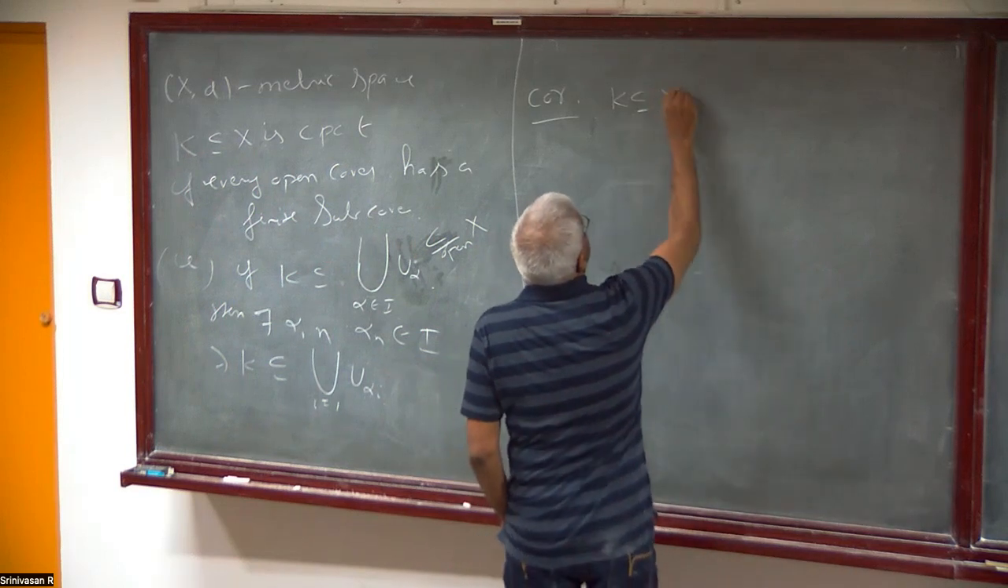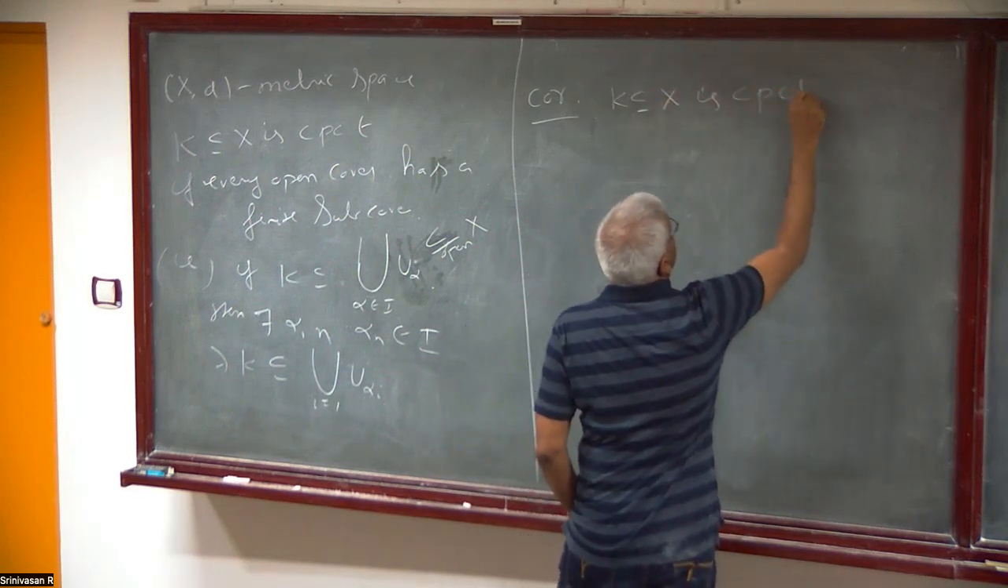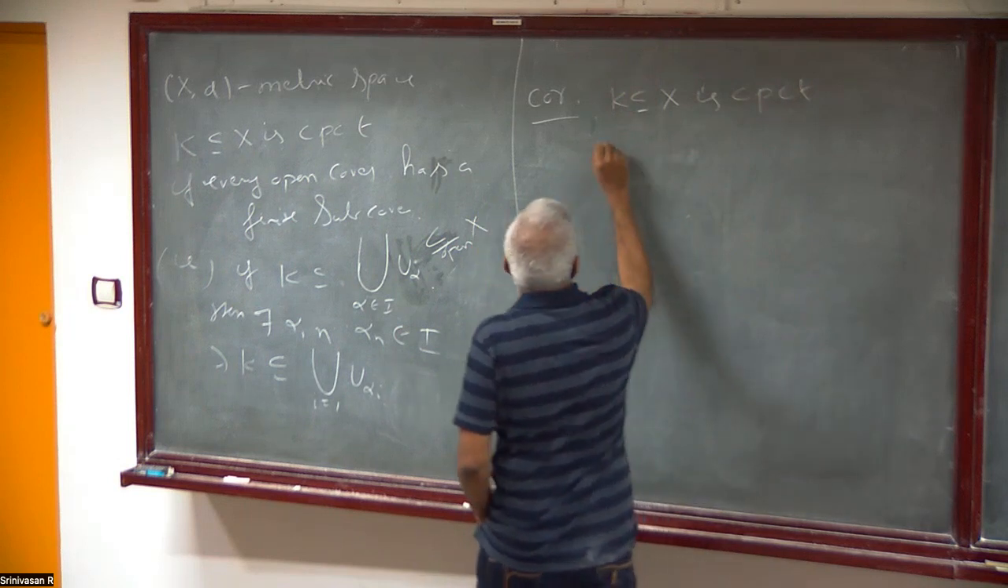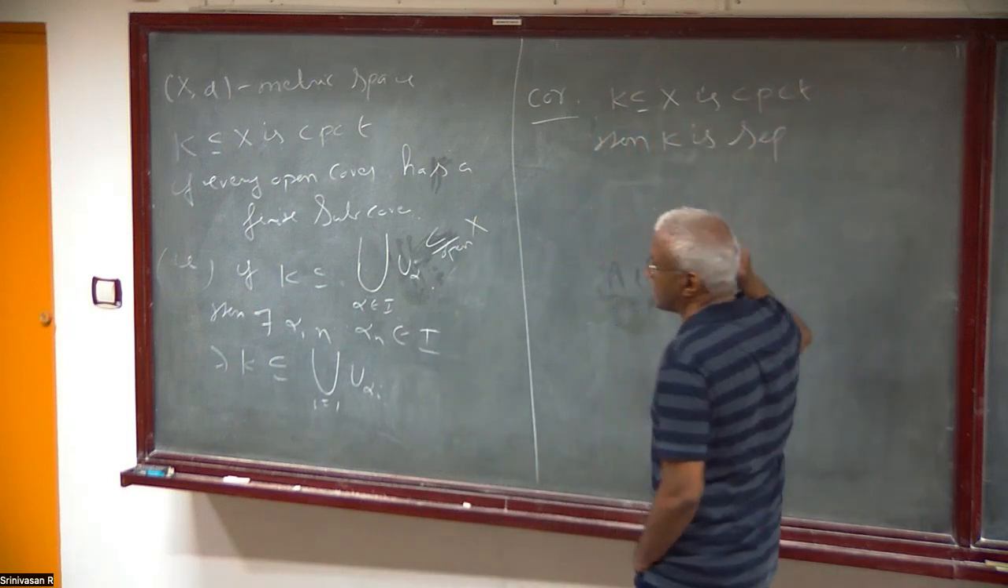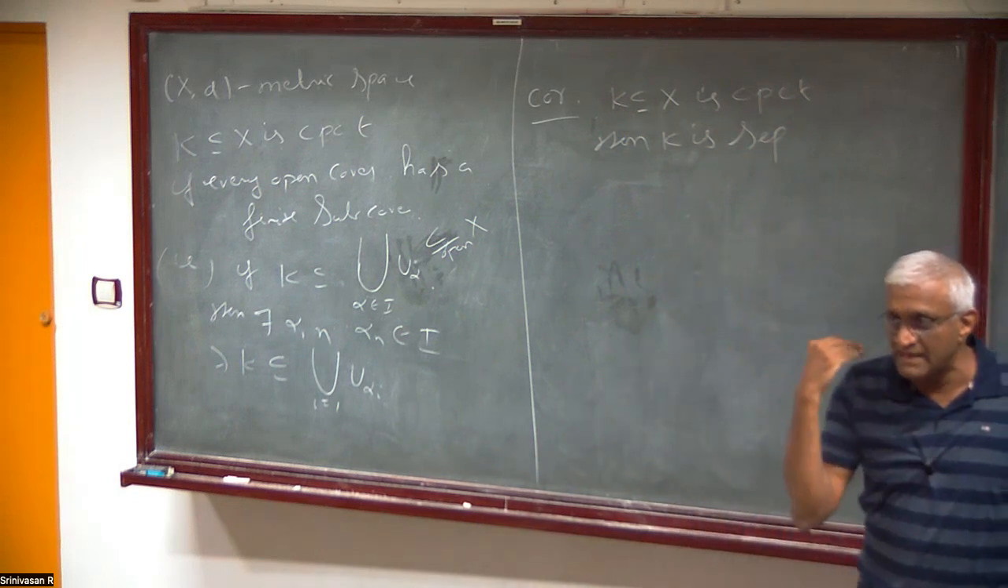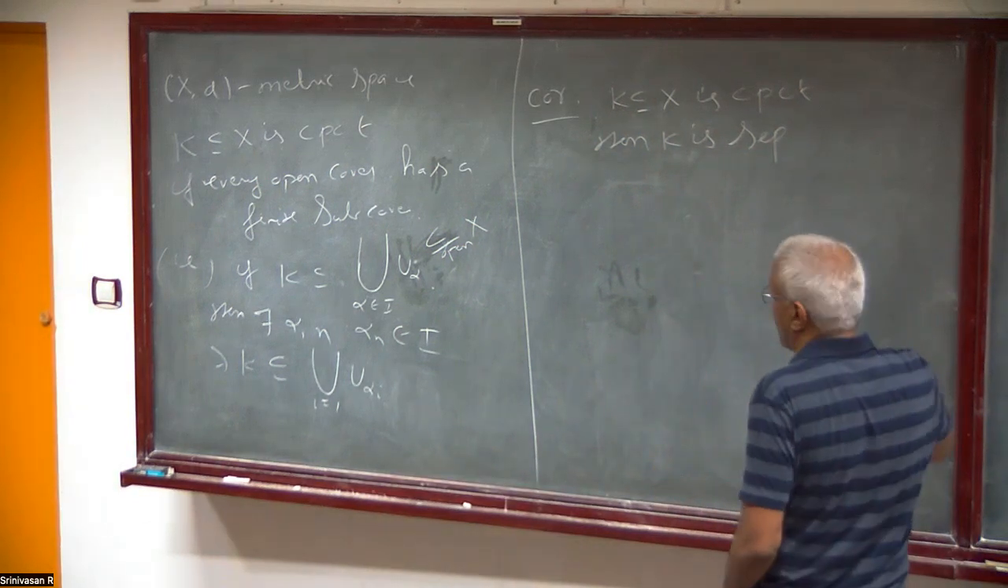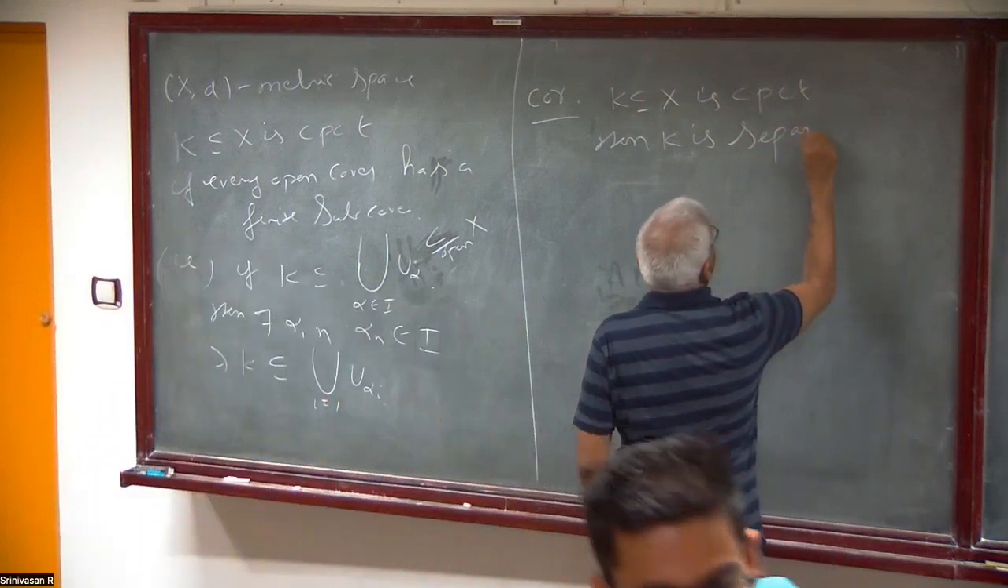So if K contained in X is compact, or X is compact, then it is separable. We notice that because separability is equivalent to every open cover having a countable subcover, and we indeed have a finite subcover. So this is separable.